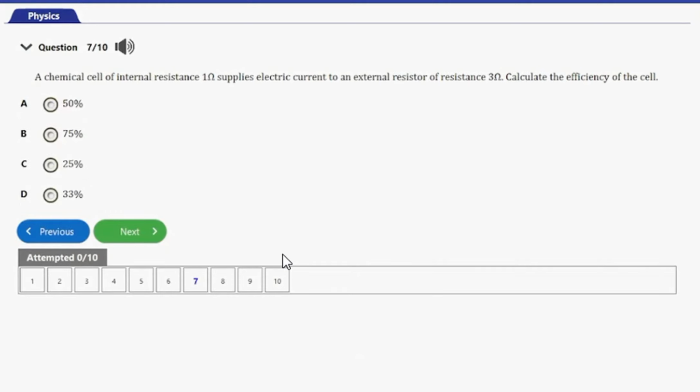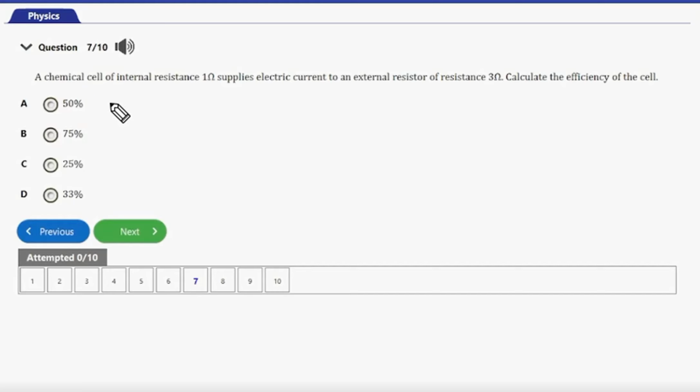It says a chemical cell of internal resistance 1 ohm supplies electric current to an external resistor of resistance 3 ohms. Calculate the efficiency of the cell. So guys, in order for us to calculate the efficiency, we can use the formula load resistance over load resistance plus internal resistance, all multiplied by 100%. So in this case, let's go ahead and solve this together.